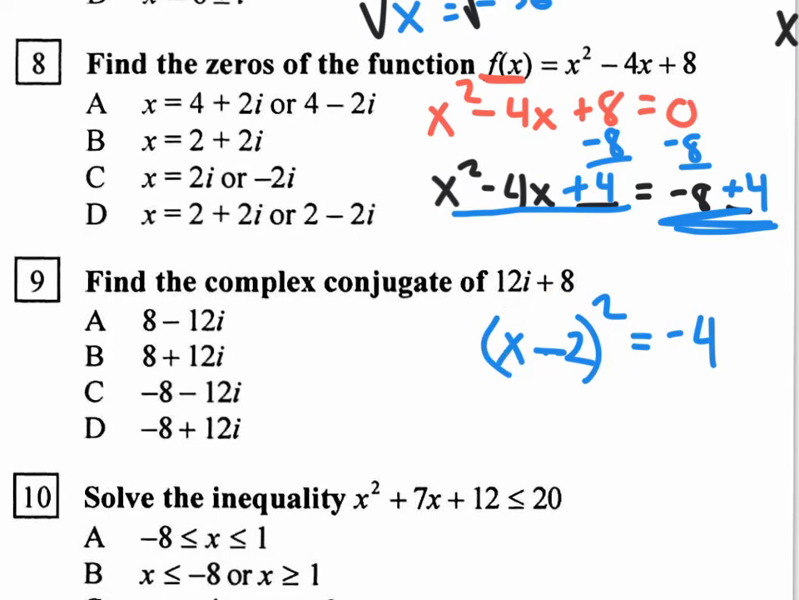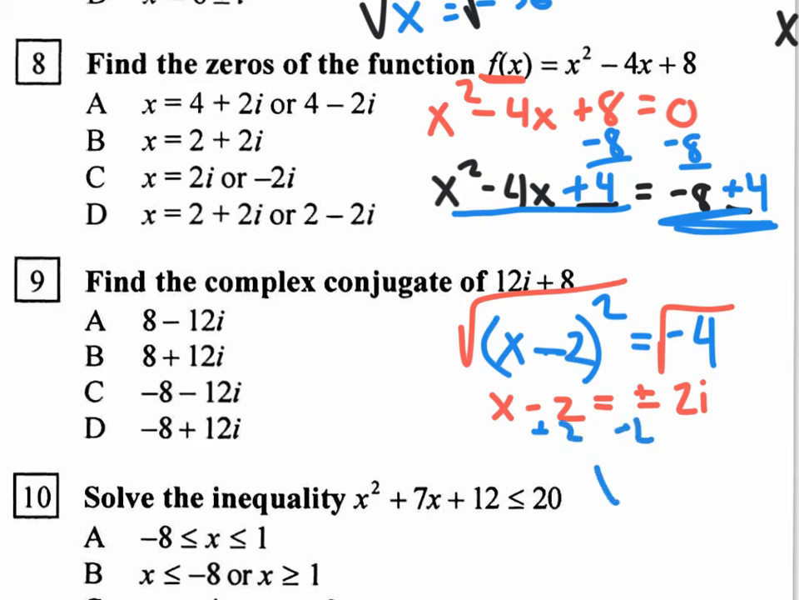Now, why would I want to write it as a binomial squared? Because I could now apply a square root to both sides of my equation, and I'll get x minus 2 equals, now because I applied a square root on an equation, I'm going to have to put a plus minus right in front of my answer, and we already know that the square root of negative 4 is 2i. That's right. So far my answer is x minus 2 equals plus or minus 2i, but I need to add 2 and add 2. So my answer will be x equals positive 2 plus or minus 2i.